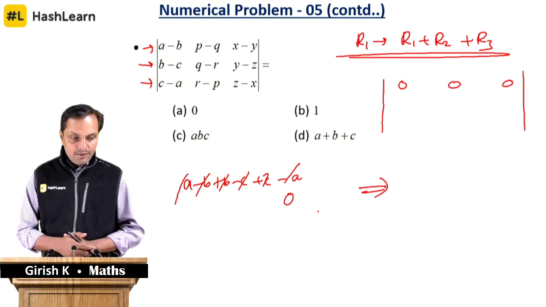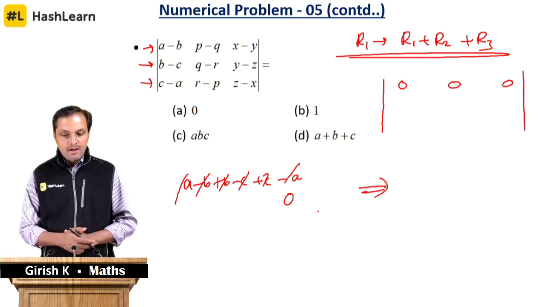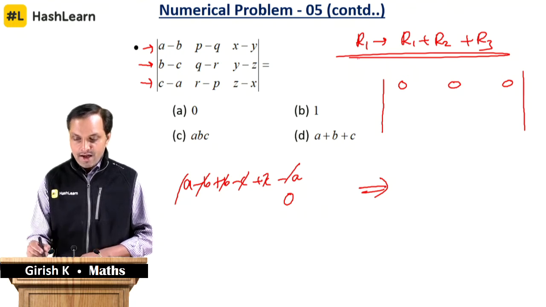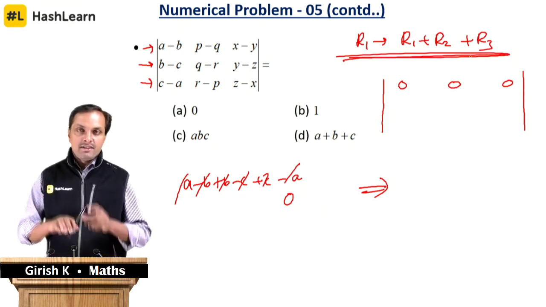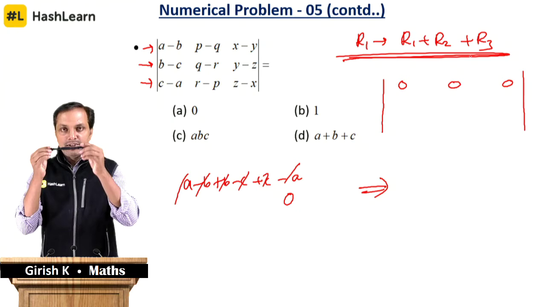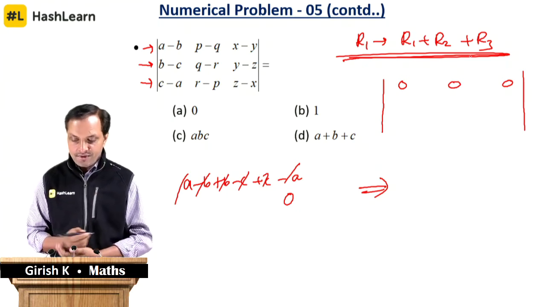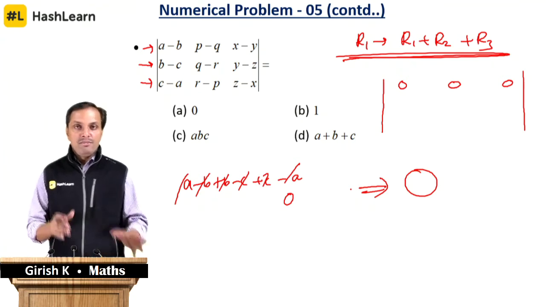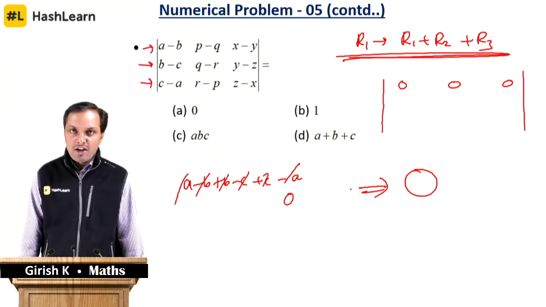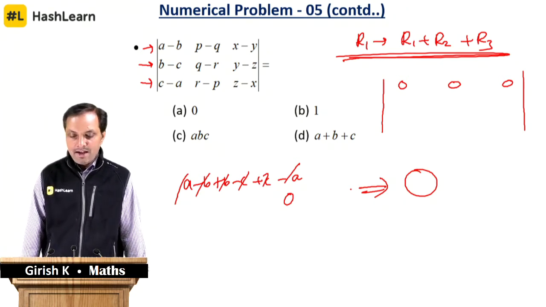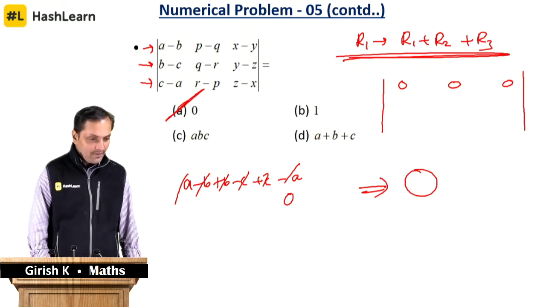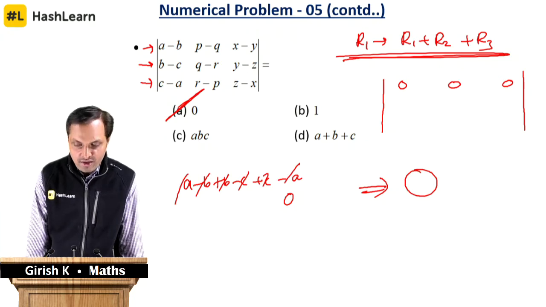Riva, any confusion in the option? Problem number 5, when you apply the transformation R1 plus R2 plus R3. Hold your pen if you are getting confused. If there is a particular row with all elements 0, if there is a column with 0, 0, 0, then the value of the determinant is 0. Hence, option A. Yes, Riva, hope you followed the concept.